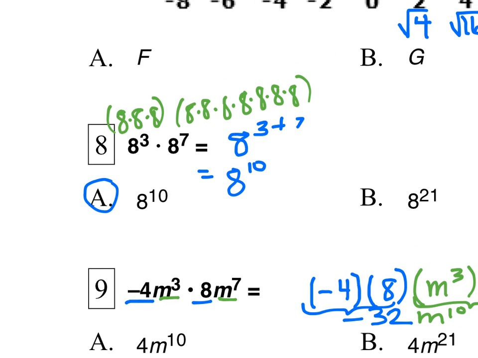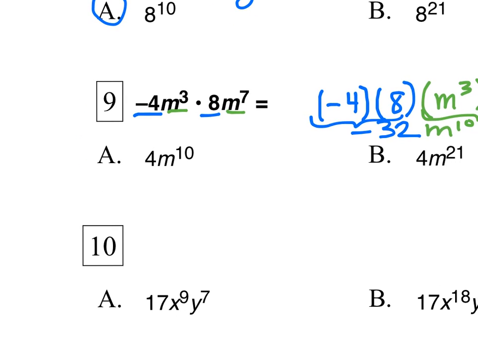Number 8, 8 to the power of 3 times 8 to the power of 7. 8 to the power of 3 is broken down as 8 times 8 times 8, and 8 to the power of 7 is broken down as 8 times 8 times 8 times 8 times 8 times 8 times 8. So here I have a total of 10 eighths, which means that my answer is A, 8 to the 10th power.